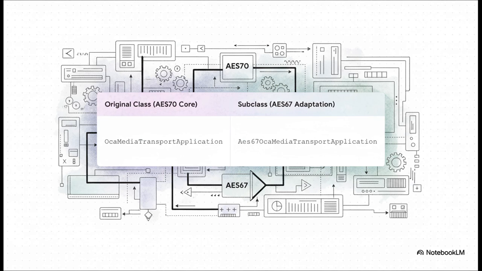Now, you don't have to be a programmer to get what's going on here. This just shows you that structured approach. AES70 defines a basic building block or class, and then, to adapt it for something new like AES67, it creates a new, more specific version of that block. It's very formal, very structured, and extremely detailed. Think of it like having the full engineering schematics for a device's control system.